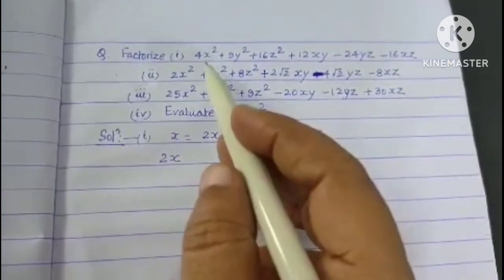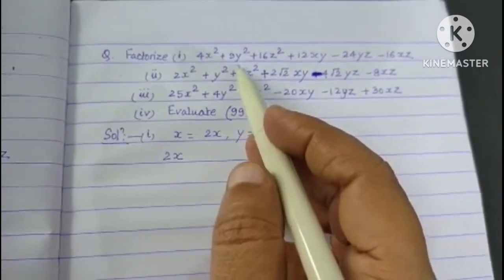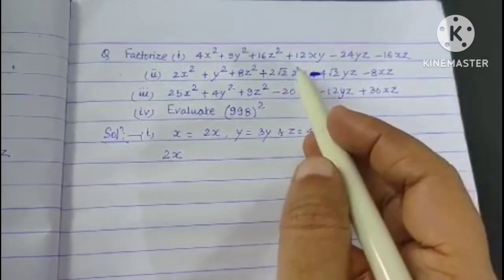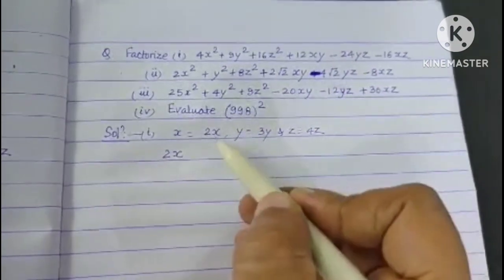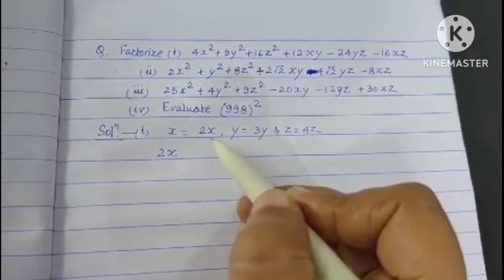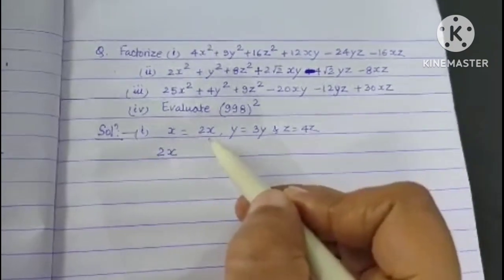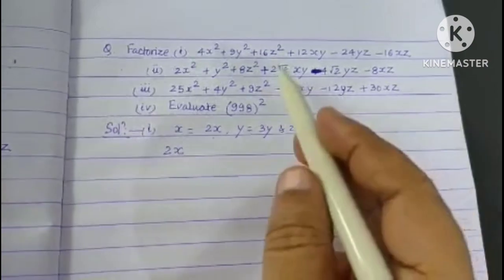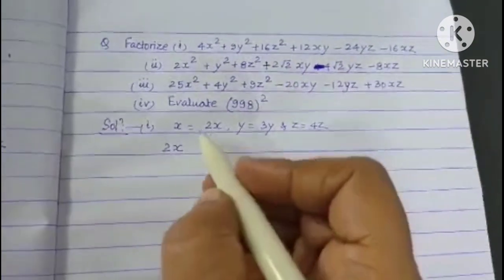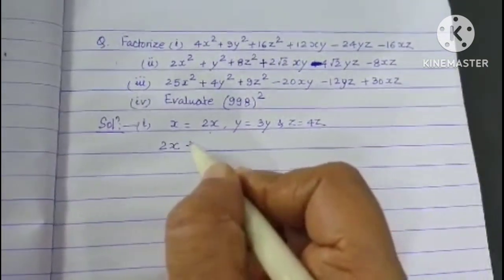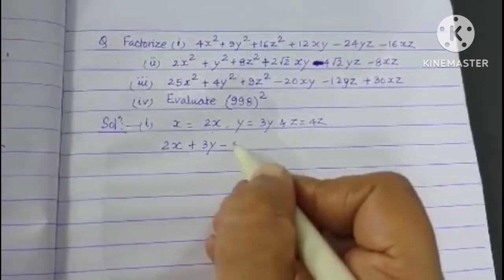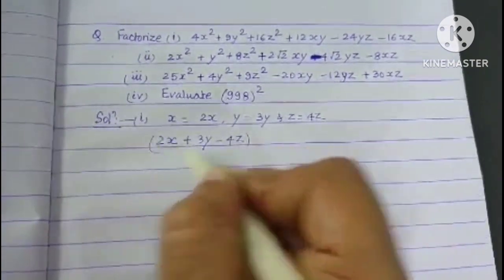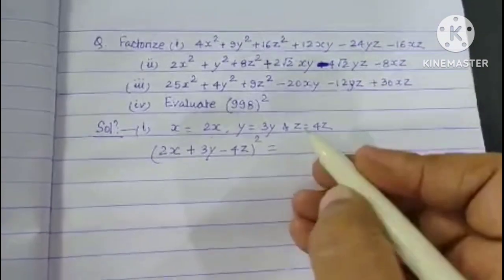Okay, so first one, 4x square plus 9y square plus 16z square plus, minus and minus. So first of all, our approach will be like this, that we have written x equal to 2x, y equal to 3y and z equal to 4z from here. Now we will directly write like 2x plus 3y minus 4z whole square. Let us see what it comes out.